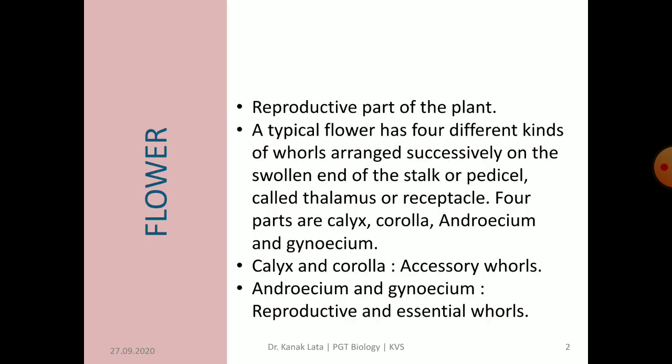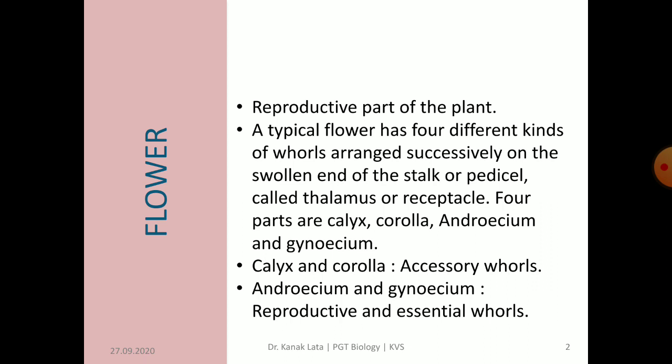Flower is the reproductive shoot of the plant that consists of four different whorls arranged on the swollen end of the stalk or pedicel. This swollen end is called thalamus or receptacle. What is it called? It is called thalamus or receptacle. The four different whorls are calyx, corolla, androecium and gynoecium.